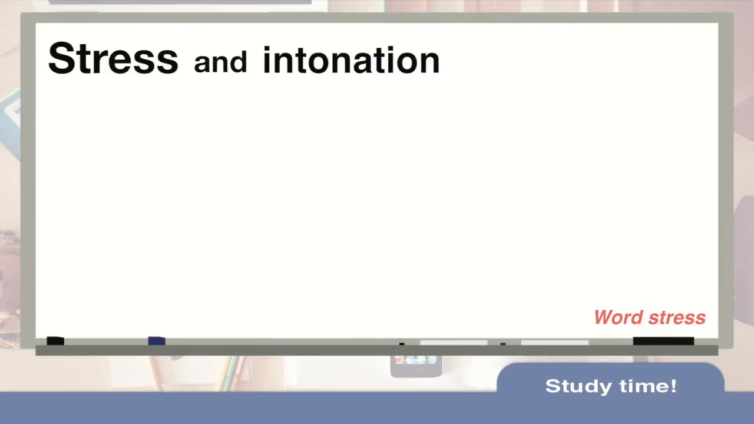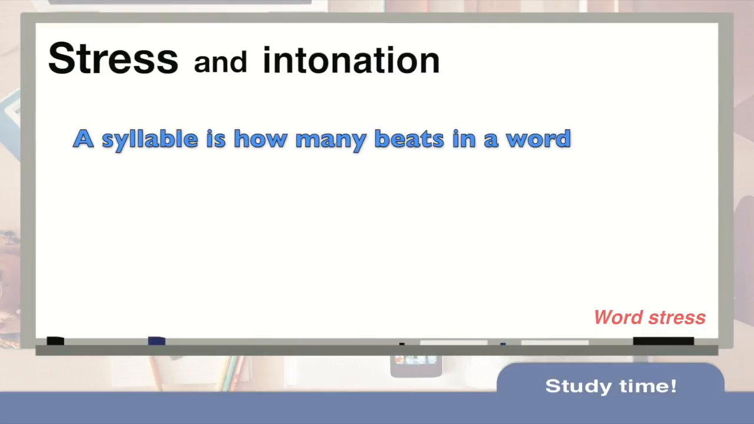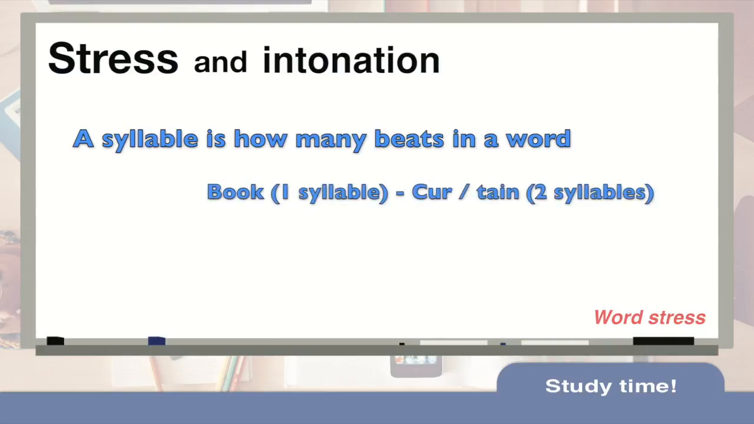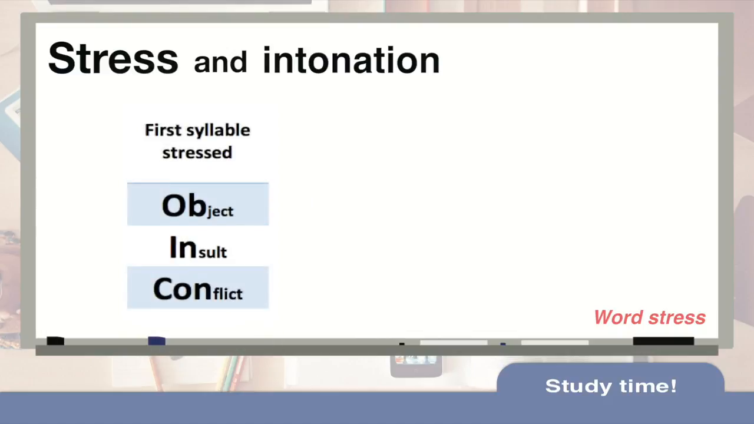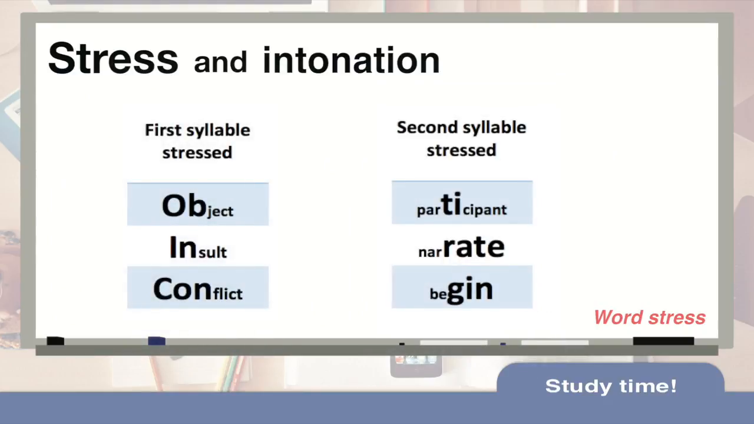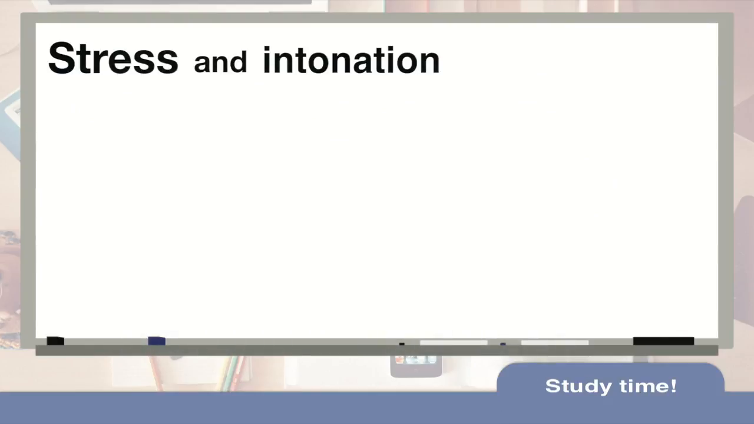The first important thing to understand is syllables. A syllable is how many beats are in a word. For example, book has 1 beat, therefore 1 syllable, whereas curtain has 2 syllables or 2 beats, curtain. The first syllable in the following words are stressed. For example, object, insult, conflict. And in the next set of words, the second syllable is stressed. Participant, narrate, begin. It's important when learning new vocabulary to understand where the stress is.